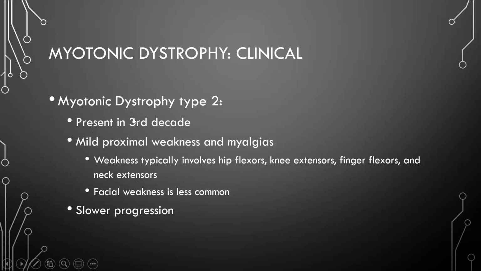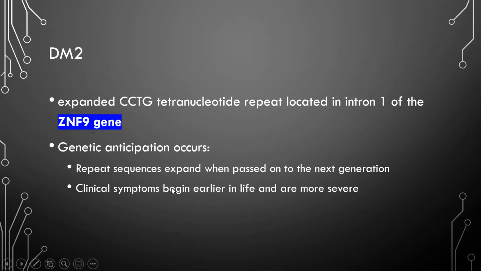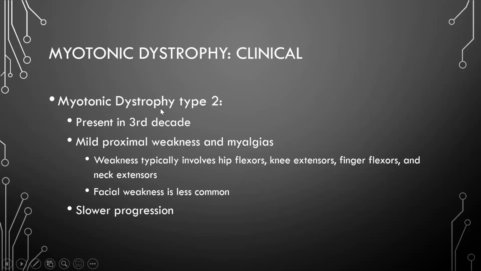So DM2 presents in the third decade. I think it says earlier in life, but that's due to anticipation. Sorry, anticipation will make it earlier and more severe. That's the concept of anticipation. And then DM2 presents in the third decade, so it presents later than DM1. It has the same proximal weakness, but has a slower progression. So look at the age range of the patient to distinguish between these two. I would say it's less high yield to know the differences between the two of these, but still pick up, okay, DM2, less severe and later onset.